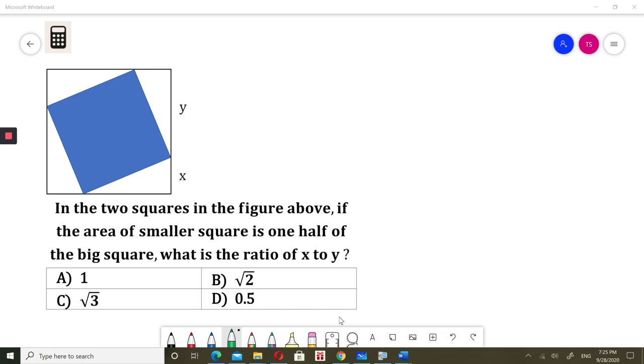In the two squares in the figure above, if the area of the smaller square is 1/2 of the big square, what is the ratio of x to y? A: 1, B: square root of 2, C: square root of 3, D: 0.5. At this moment I encourage you to pause the video and solve it by yourself.